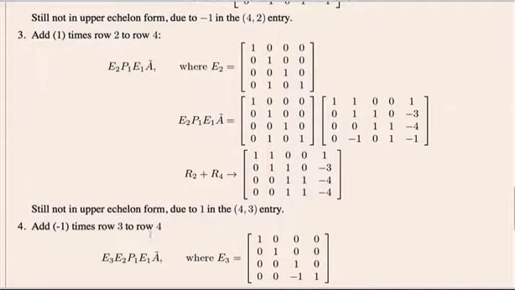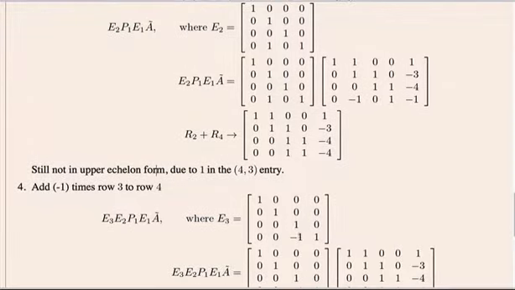So the addition is written as multiplication with E3, where E3 is minus 1 times the third added to the fourth. In the fourth row we put, in the identity matrix, we put minus 1 in the third entry of the fourth row.